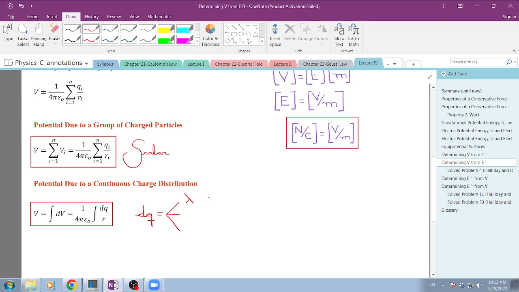lambda dl. This is the line charge density, then you have the surface charge density, and you have the volume charge density, with dV. The main challenge is to describe this and integrate this part here, like you have been doing before.